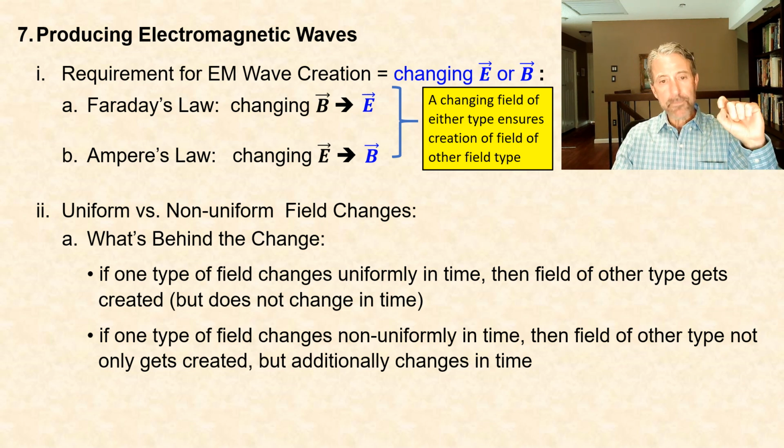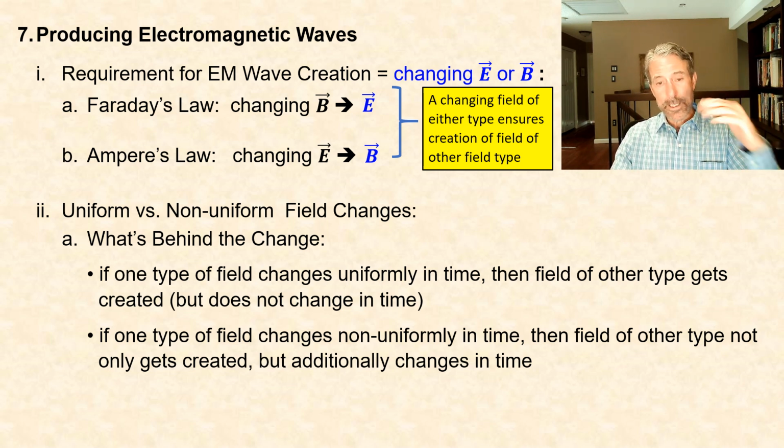But what happens if one of the fields changes non-uniformly in time? Well, then not only is the field of the other type created, but the other field that gets created is not constant. It additionally changes in time.